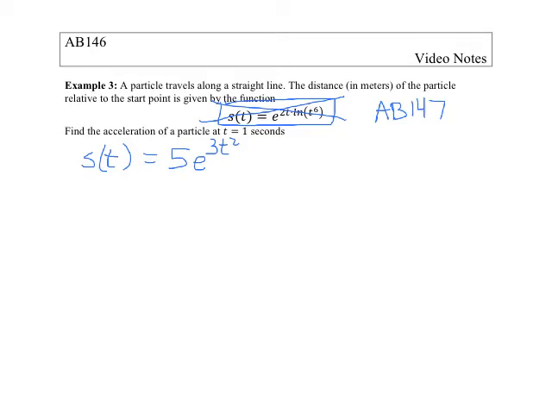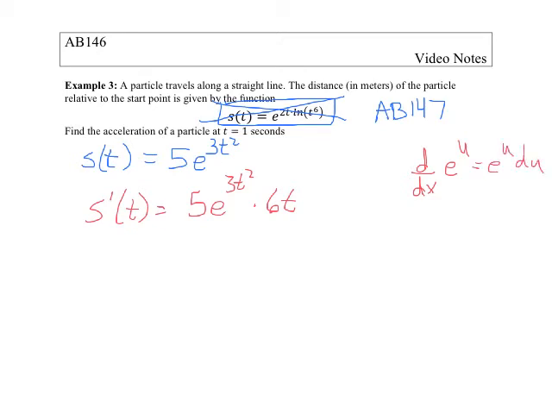We want to find the acceleration, which means we need to find the second derivative. So the derivative of this function, s prime of t, is 5e to the 3t squared times 6t, right? Because the derivative of e to the u is e to the u du, du dx if you wish. Okay.